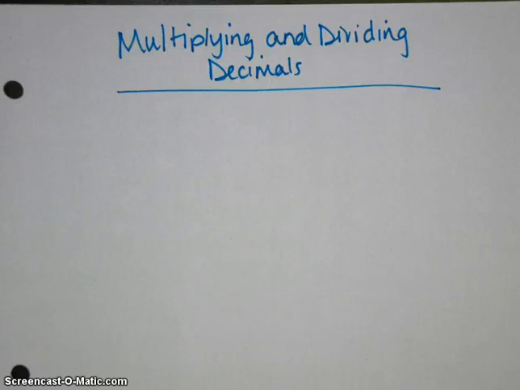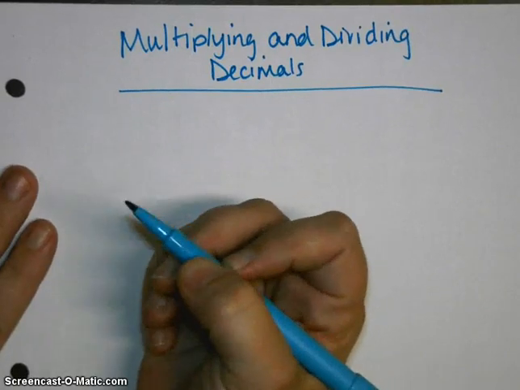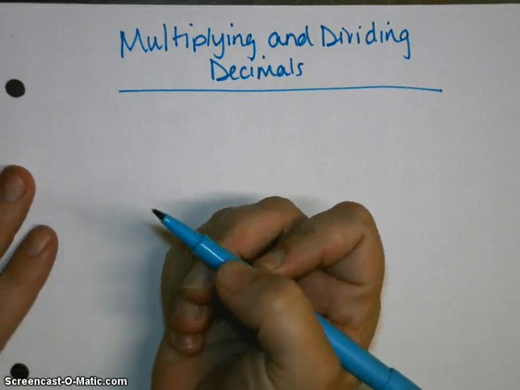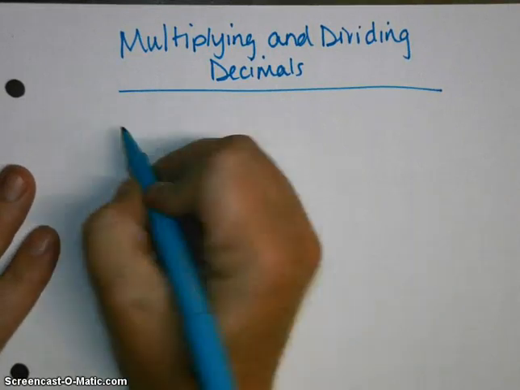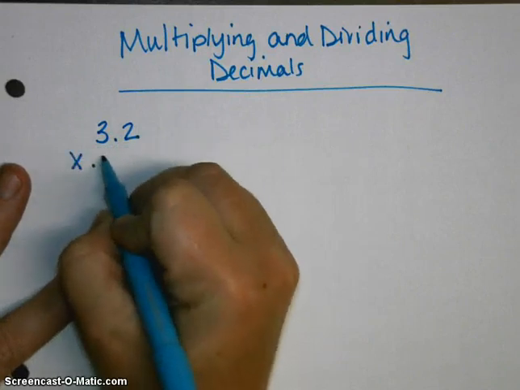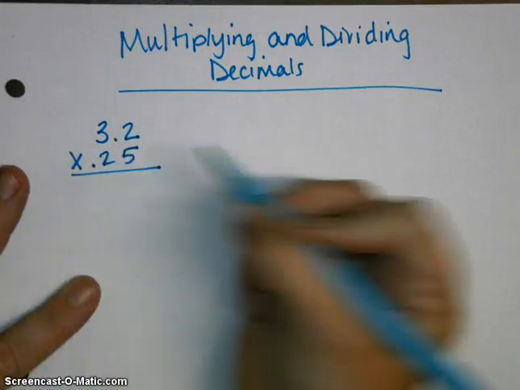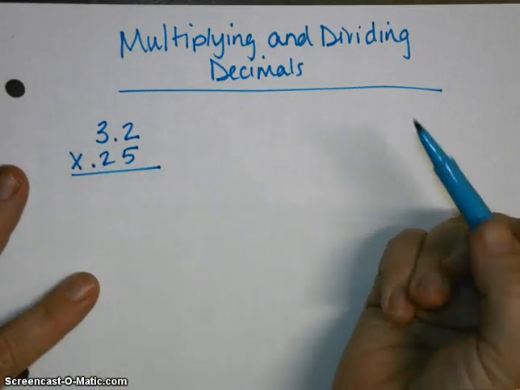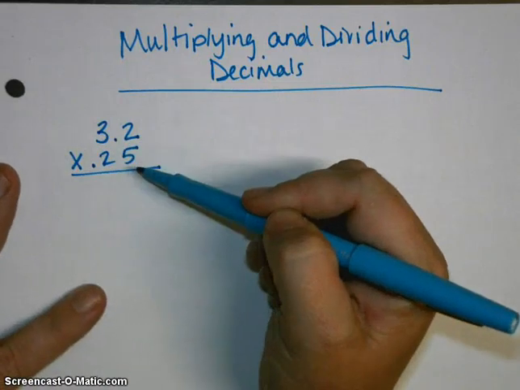Today we will be multiplying and dividing decimals. Let's look at an example and then generalize what we do when we multiply decimals. If I take 3.2 times 0.25, I do not line up the decimals, I line up the numbers.